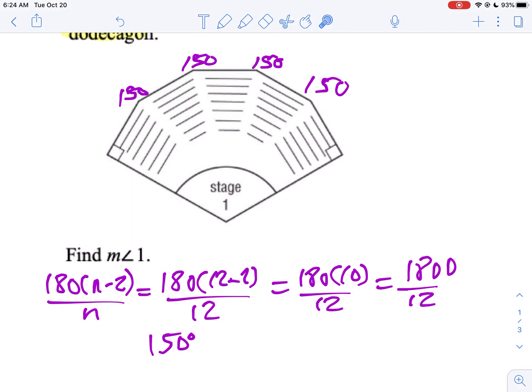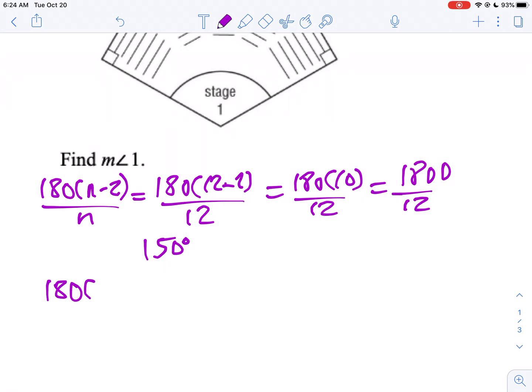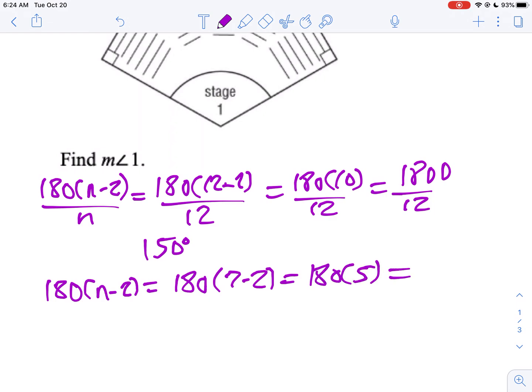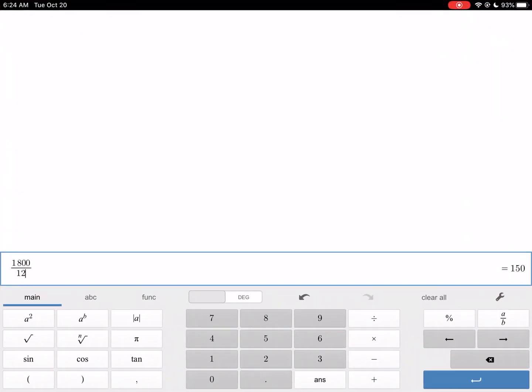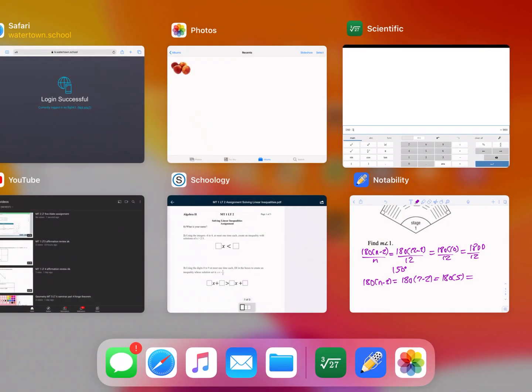Now, let's look at our polygon. We have 1, 2, 3, 4, 5, 6, 7. This is a heptagon. So to find the total number of degrees in a heptagon, we're going to take 180 times n minus 2, but this time n is 7. So it's 180 times 7 minus 2, which is 180 times 5, which is 900. So you get 900 degrees.